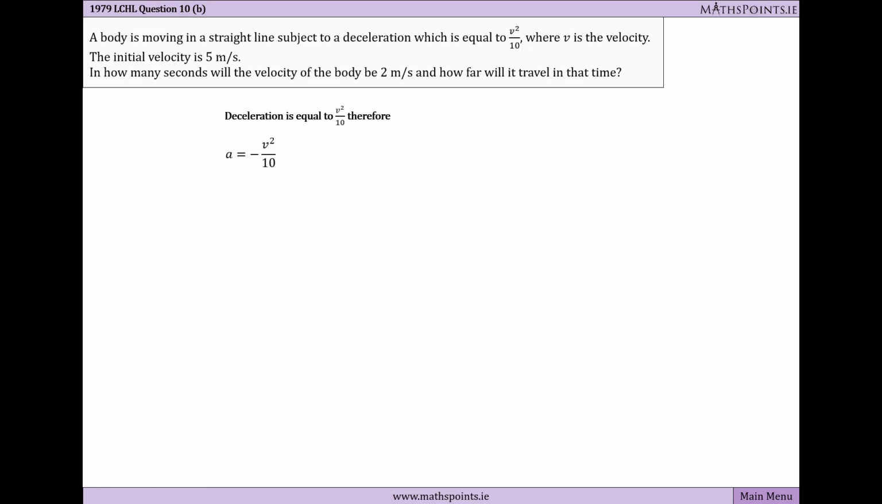The initial velocity is 5, and we want to know in how many seconds will the velocity of the body be 2 meters per second. And then the second part of the question, how far will we travel at that time? So initially what we're interested in is how long it will take to go from a velocity of 5 meters per second to a velocity of 2 meters per second.